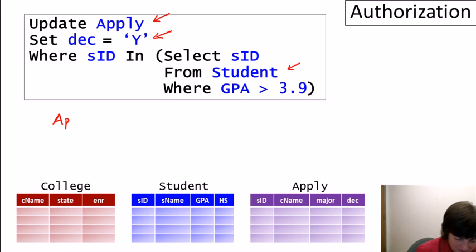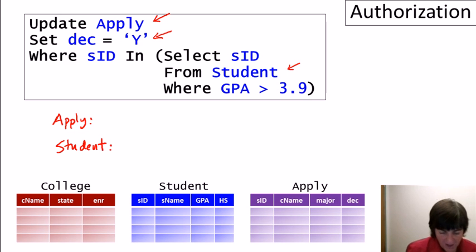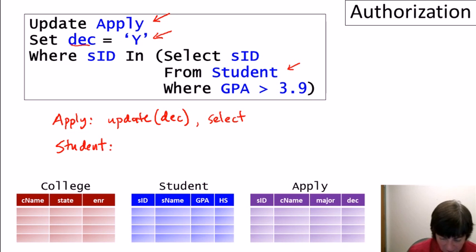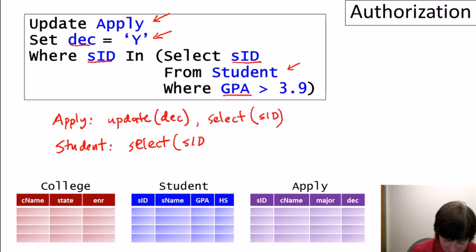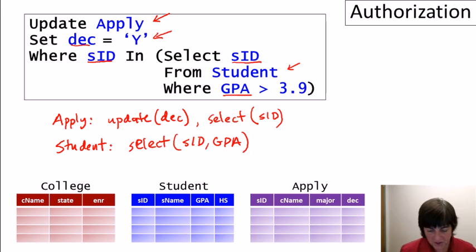So clearly we're going to have some privileges on the apply relation and some privileges on the student relation. In the apply relation, they're going to need to be able to update the decision attribute, but there's no other update privileges that are needed. In terms of select privileges, or reading the apply relation, the only attribute that's being read here is the student ID, so that's what they need. For the student relation, they're going to need to read the GPA as well as the student ID, so the privilege needed there is the select privilege over the student ID and the GPA. So with this set of privileges, the user would be allowed to execute this operation.